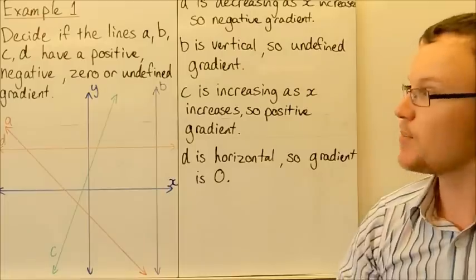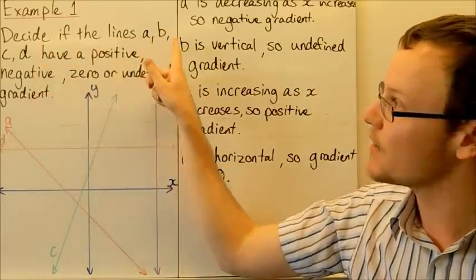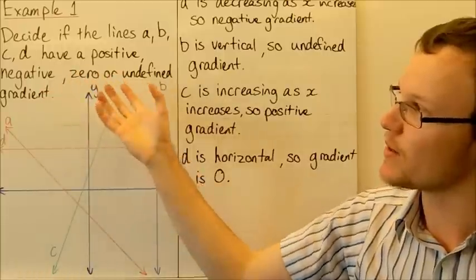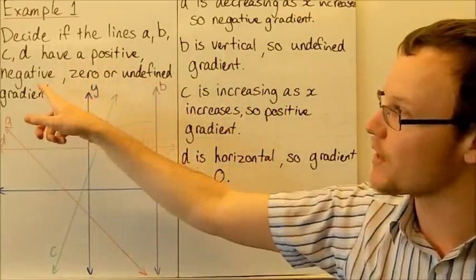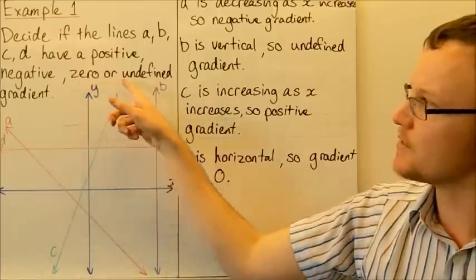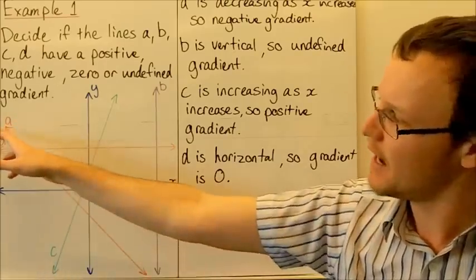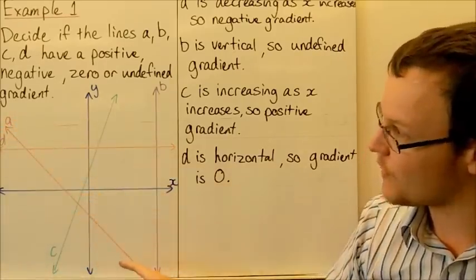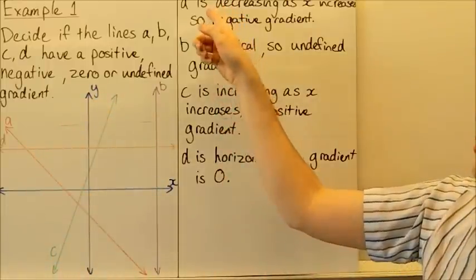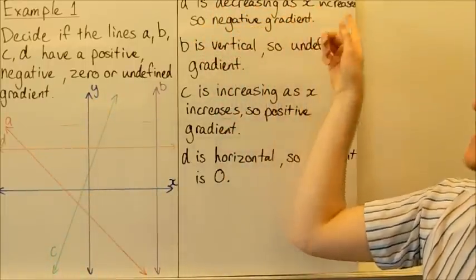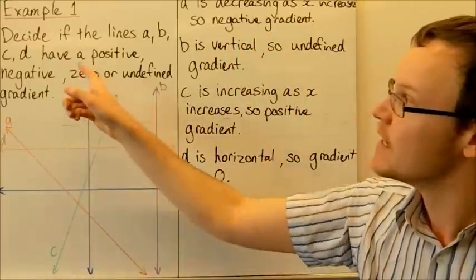So just looking at a couple of examples, all we need to do with this is classify the lines A, B, C and D with regard to their gradient, whether it is positive, negative, 0 or undefined. Looking at A here, the Y values for A are decreasing as the X values increase. So because the Y values are decreasing as X increases, it's going to be a negative gradient.